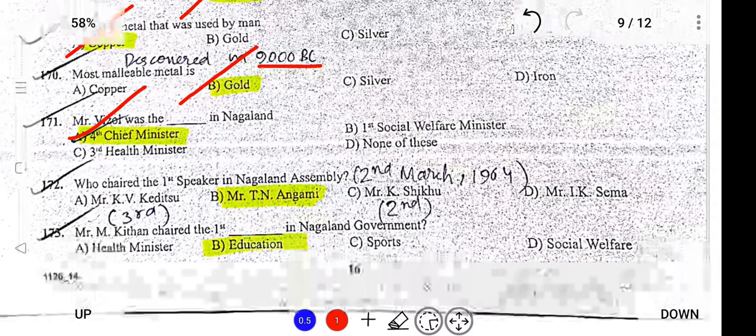First speaker is T.N. Nangame, who participated in 1964. M. Ketan was the first education minister of Nagaland. Next, the first Olympian is Dr. T.O. He participated in the 1948 London Olympics, where he played barefooted.